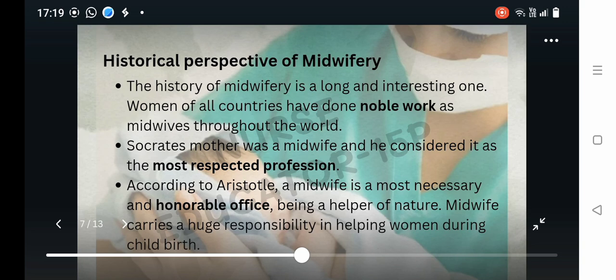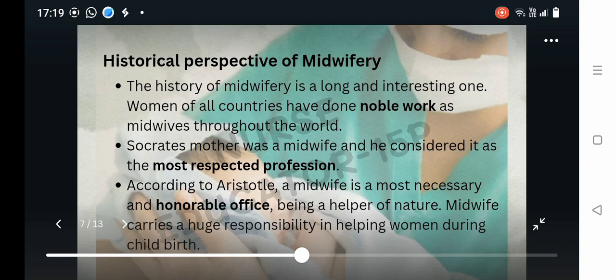Then we'll see the next topic, that is the historical perspective of midwifery. How has midwifery evolved historically, from olden times, from the early historic view, how it has changed, and how midwifery is being practiced in India.